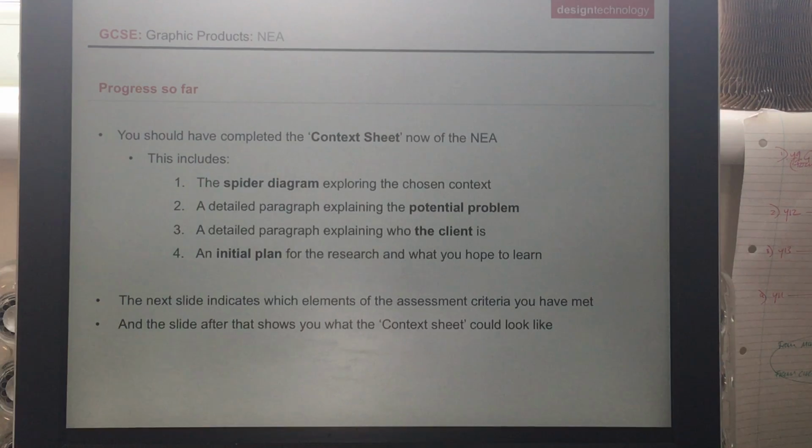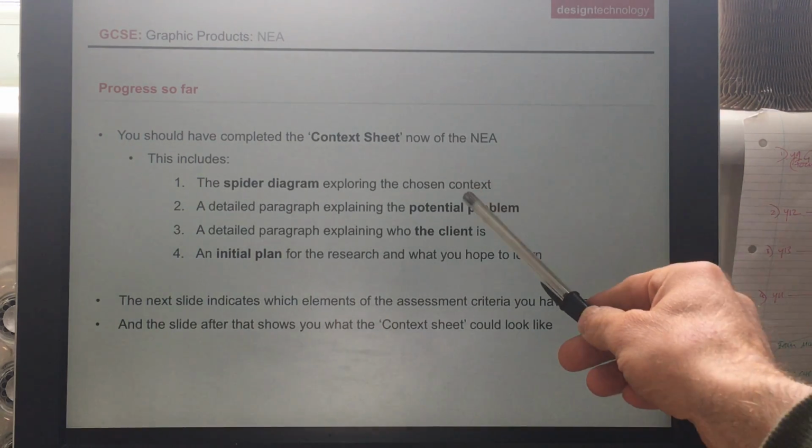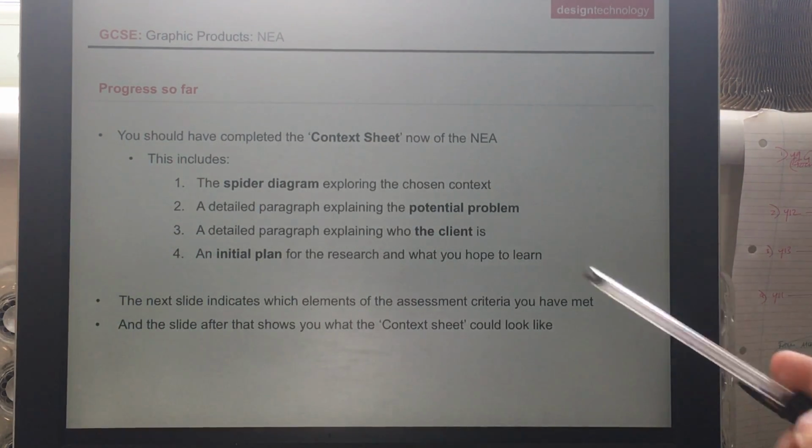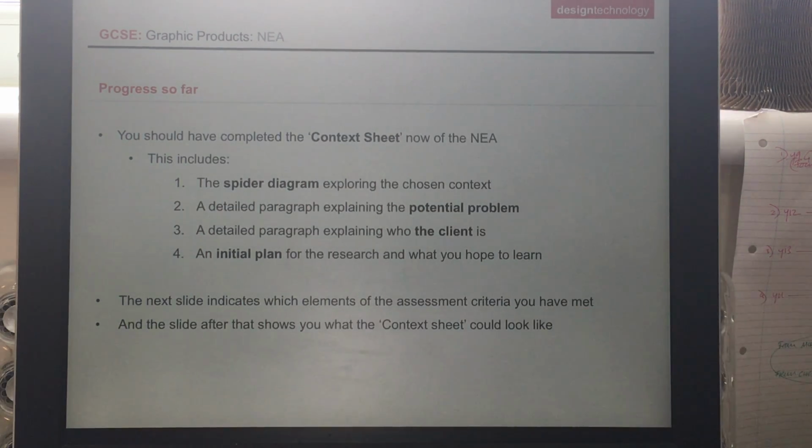That's where you've explored the context, which was the spider diagram. There then should be a paragraph explaining the potential problem or design opportunity that you're going to explore. We're going down the route related to the promotion of a school band, trying to get their music out there, maybe raise some funds by selling CDs as well and merchandise. You've then got another paragraph related to the client, so who the client is going to be. That client could be the band members or the group or the artist, and on the other hand it could also be the people who are going to buy the merchandise.